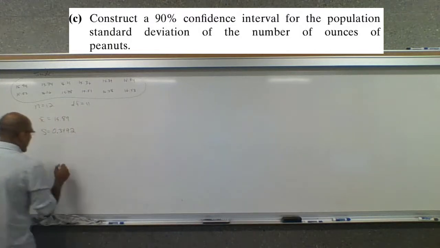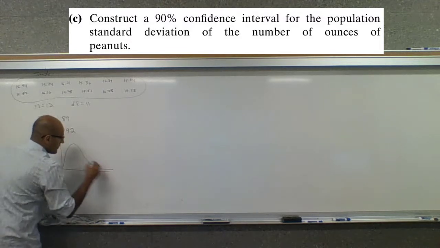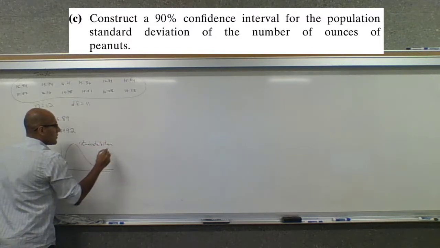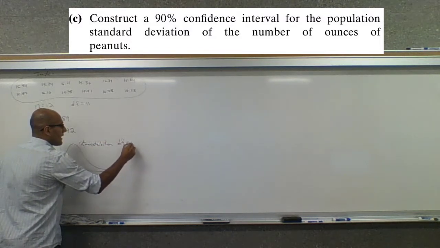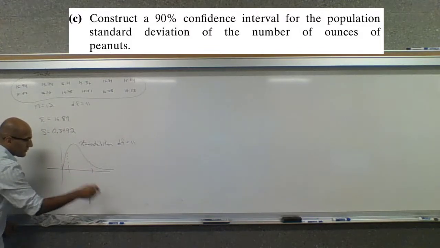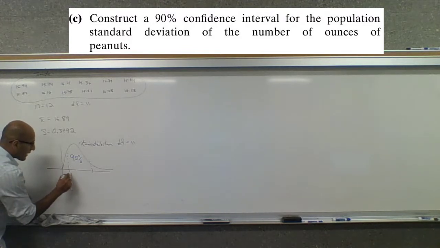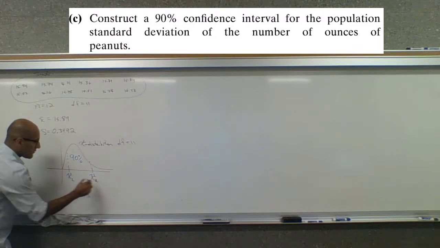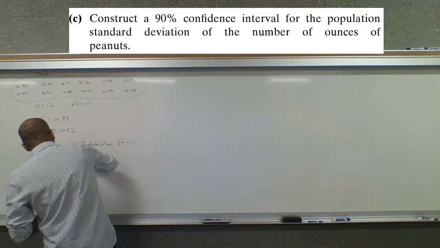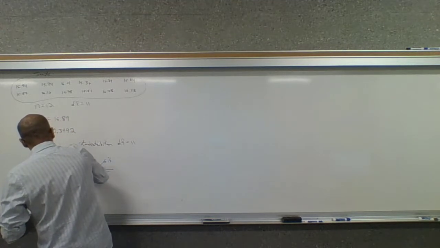Okay, so that means that we have to go over to our chi-squared distribution with degrees of freedom equal to 11. And we've got to find the two numbers that trap the middle 90% of our data, which I like to call chi-squared left and chi-squared right. The left one and the right one. So this area there is going to be 5%, and this area there is going to be 5%.